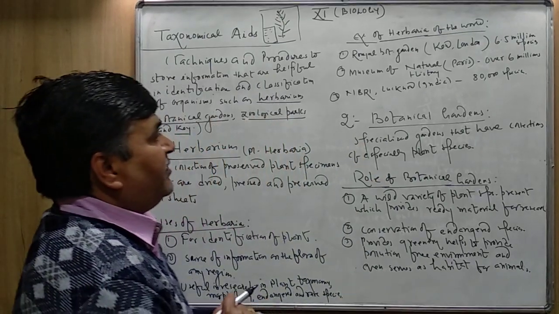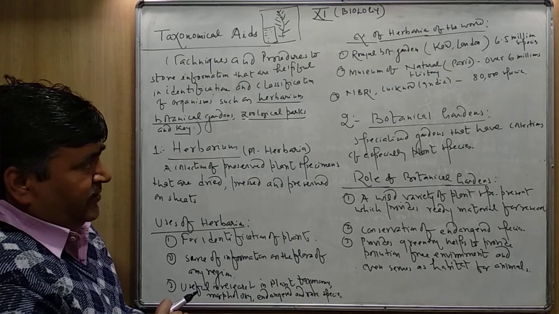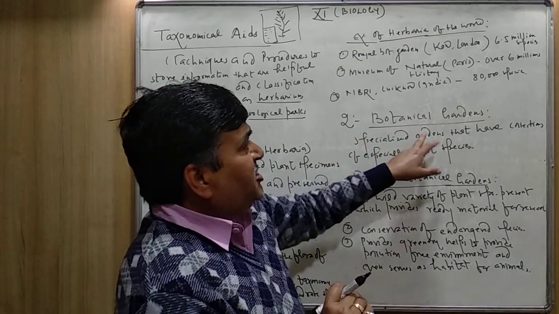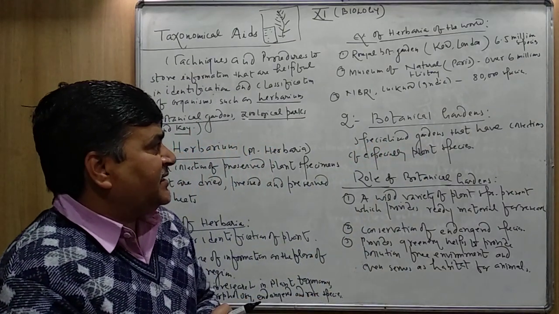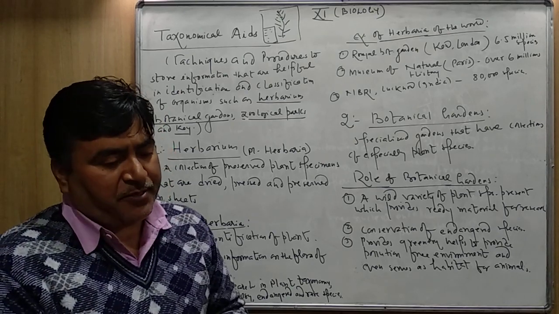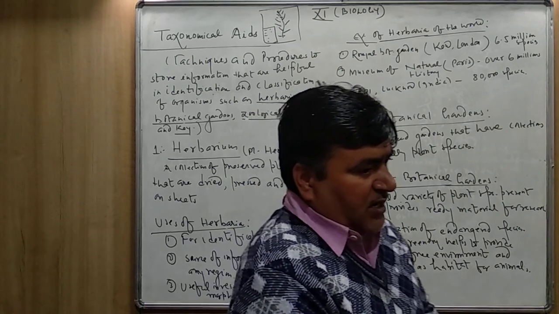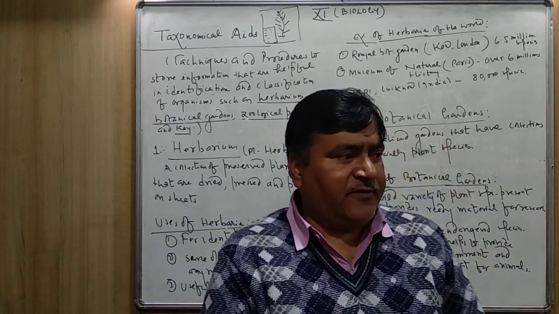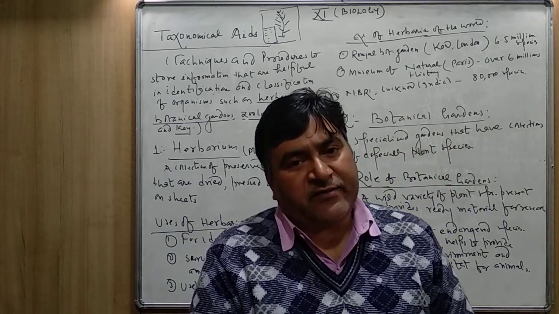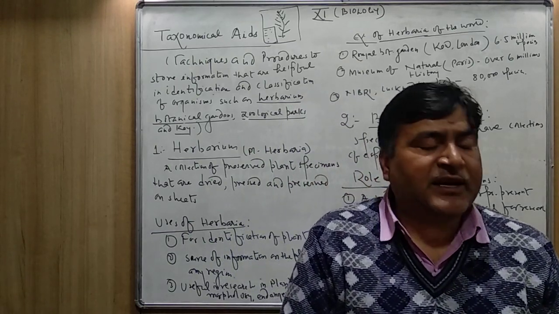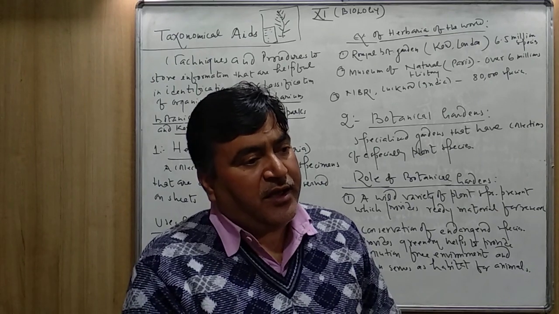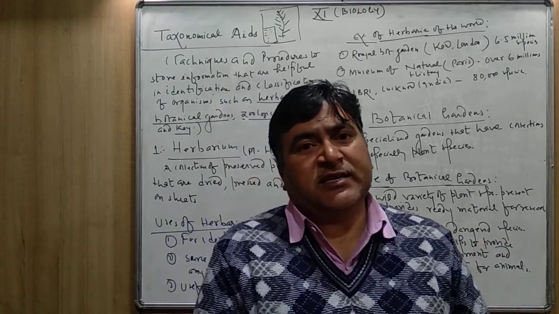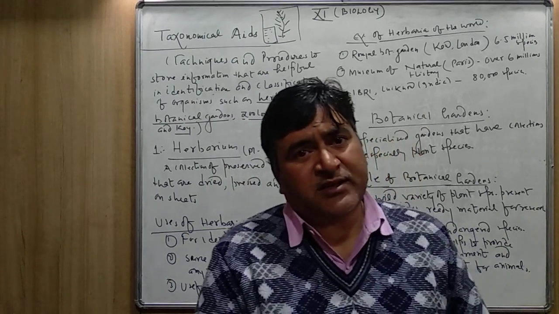The second one is the botanical gardens. The botanical gardens are specialized gardens that have collections of especially plant species. Actually, botanical gardens are included in ex situ conservation of biodiversity. As you know, ex situ conservation is the conservation of biodiversity in a man-made ecosystem. So the botanical gardens are not natural. The botanical gardens are created by us, by human beings.